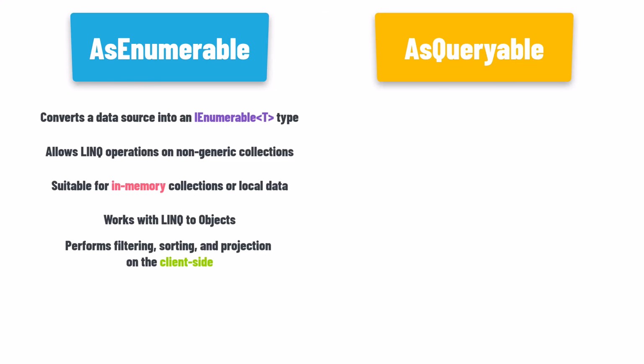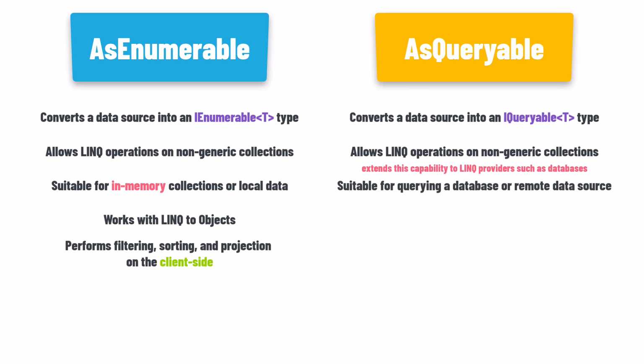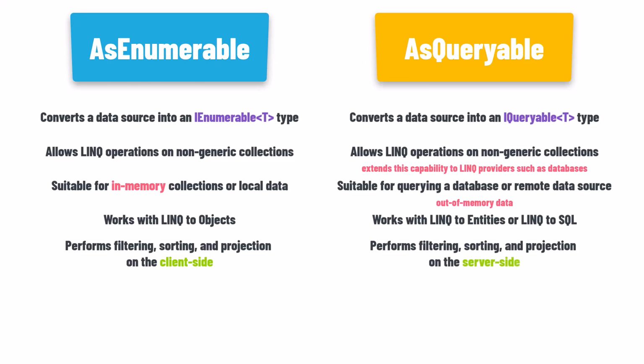Let's now check the second method, AsQueryable. This method converts a data source into an IQueryable of T type. Allows you to perform LINQ operations on non-generic collections, but it also extends this capability to LINQ providers such as databases. It enables you to write queries that can be translated and executed on the server side, leveraging the optimizations and capabilities of the underlying data source. Suitable for querying a database or remote data source, or in other words, for out-of-memory data such as databases. Works with LINQ to Entities or LINQ to SQL. Performs filtering, sorting, and projection on the server side.